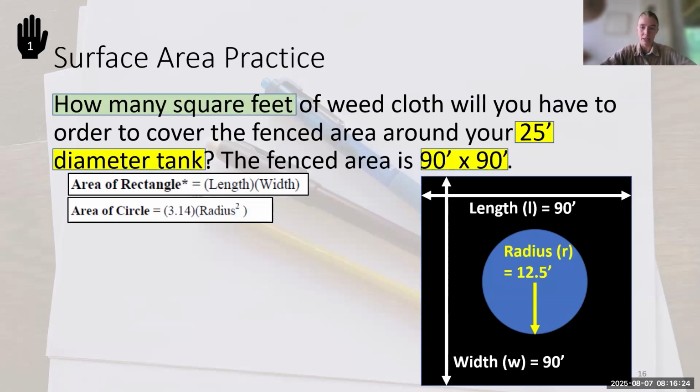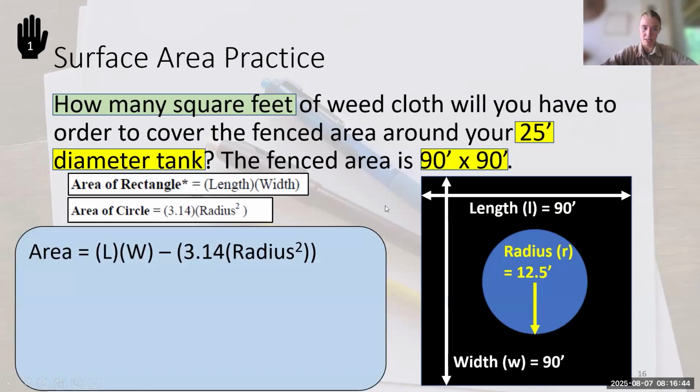So we have a larger space, but since we're using weed cloth to cover this, we don't need weed cloth to cover the tank, right? So we just need to find the area that will cover around the tank. So how might we do that? We're going to first calculate the length times the width. So we're going to get the area of the full rectangle, or the square, I guess it is, of that whole space. So length times width.